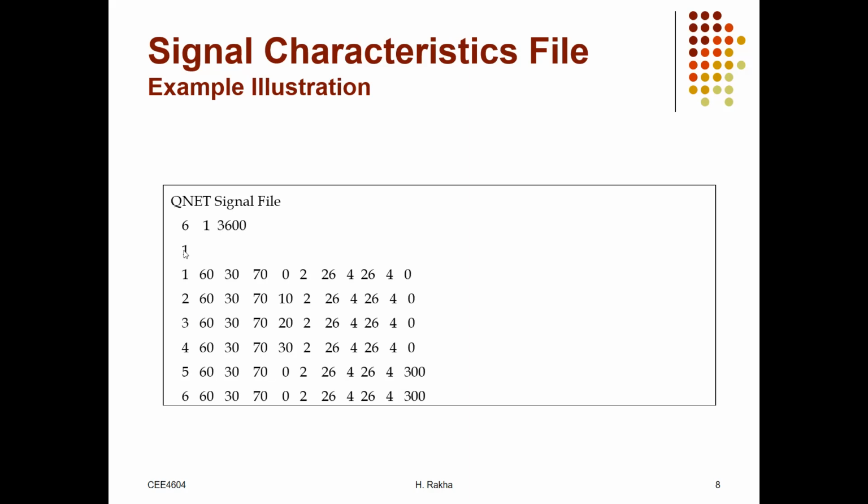But before each one here will be 1, before the next one will be 2, before the next one will be 3, and before the last one will be 4. Because this would be plan number 1, plan number 2, plan number 3, and plan number 4. Is that clear?